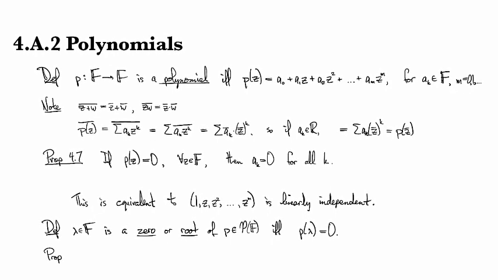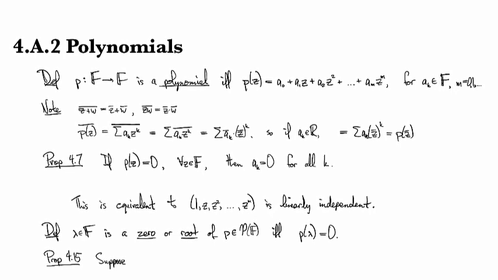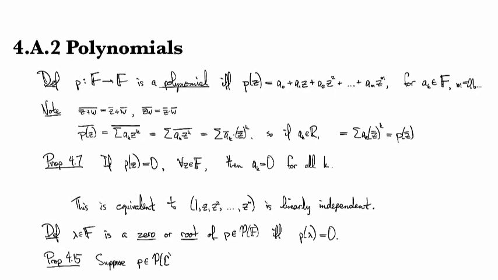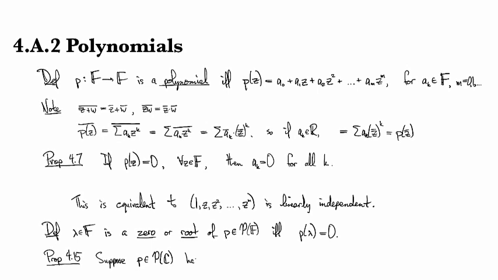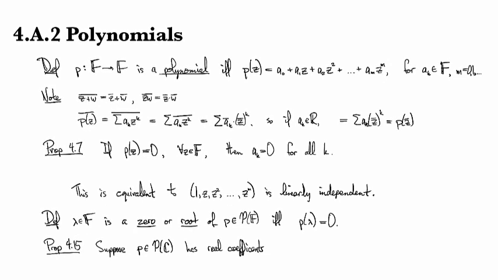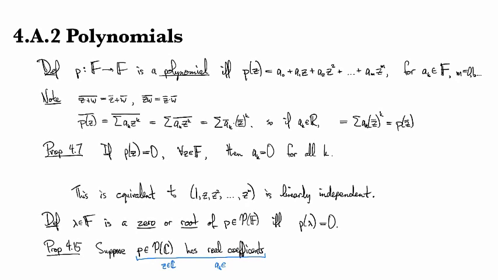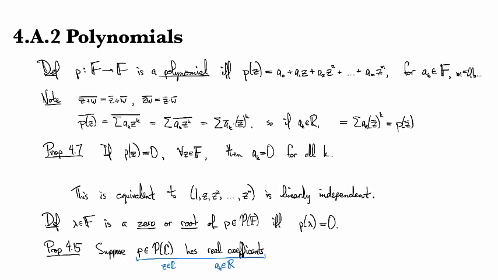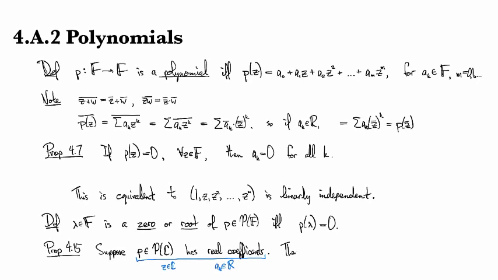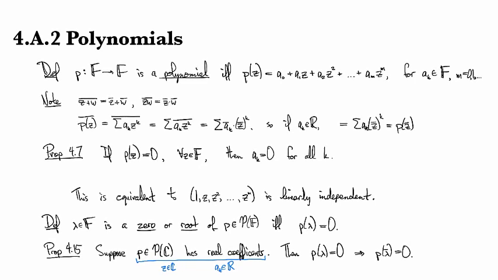And the key idea for these, which is proposition 4.15, is that if you've got a polynomial in the complex variable z, but it has real coefficients, so let me just clarify here, this means z can be in C, but the a_k's are going to be in R, then if you have a root, its conjugate is a root. So roots come in complex conjugate pairs.